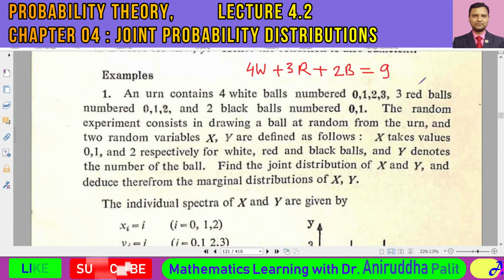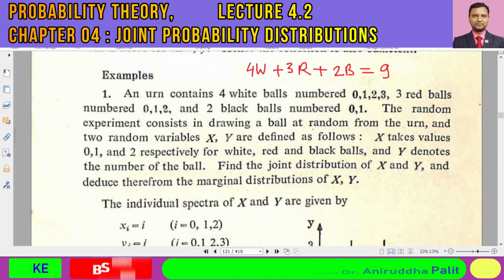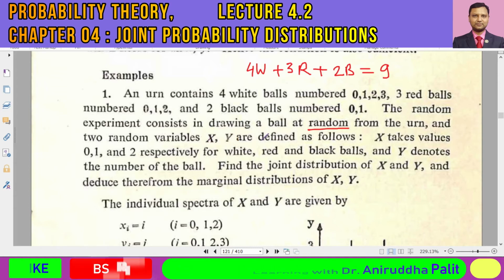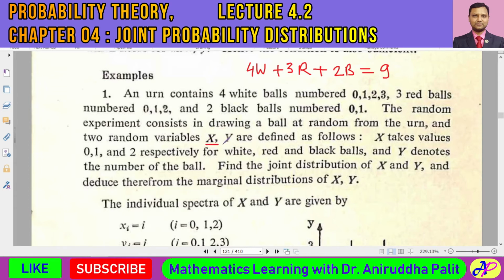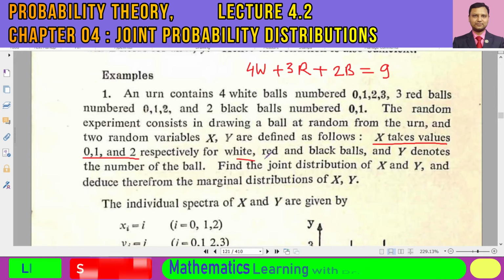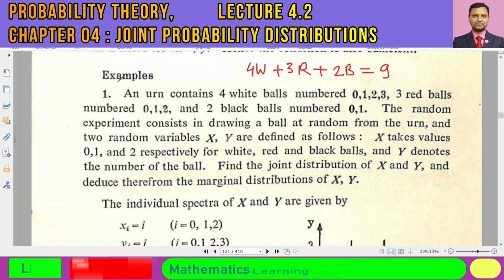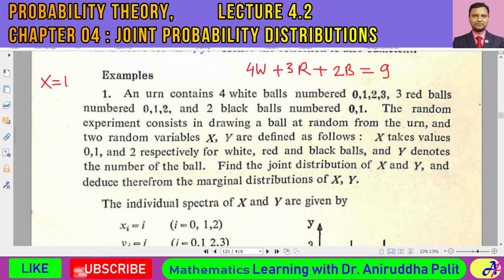The random experiment consists in drawing a ball at random from the urn, and 2 random variables capital X and capital Y are defined as follows. We are just introducing the definition of capital X and capital Y. How do we define these random variables? It says that capital X takes the values 0, 1 and 2 respectively for white, red and black balls. That means if the ball drawn is a white ball, in that case the value of X is equal to 0. So the value of X refers to the ball's color.